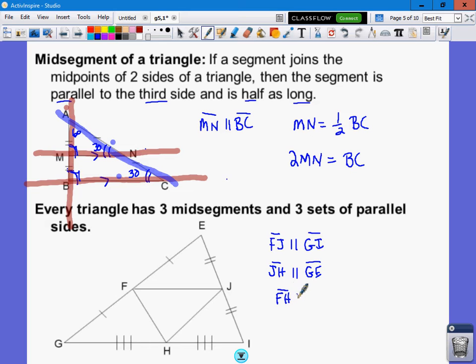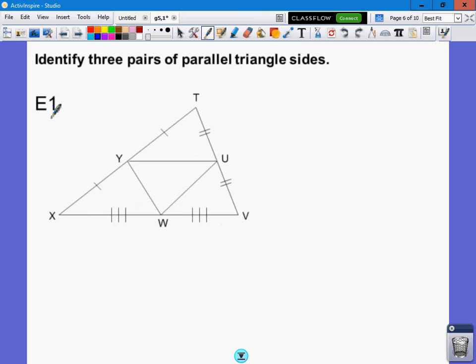FH is parallel to EI. Everybody okay with identifying the parallel sides? We good? Because the first example, that's what they're asking us to do, and some of your homework problems are what they're going to ask you to do, is simply identify the pairs of parallel sides.